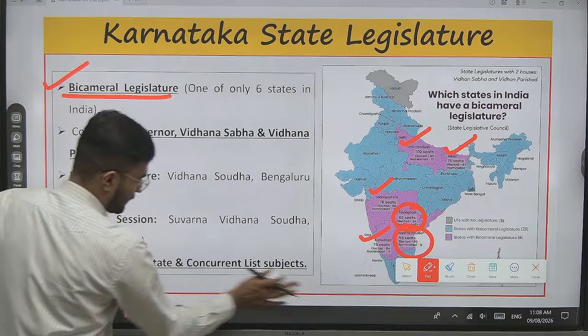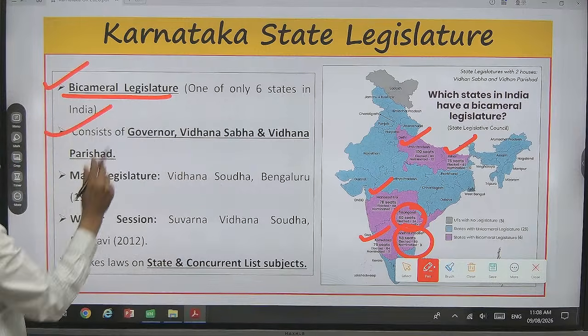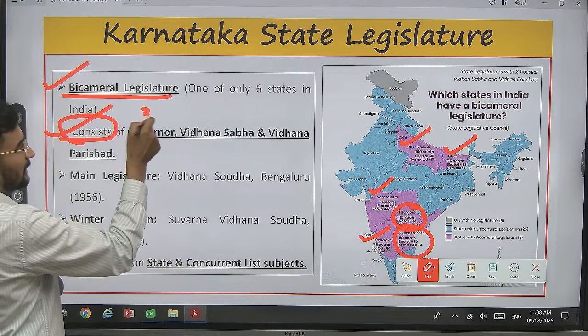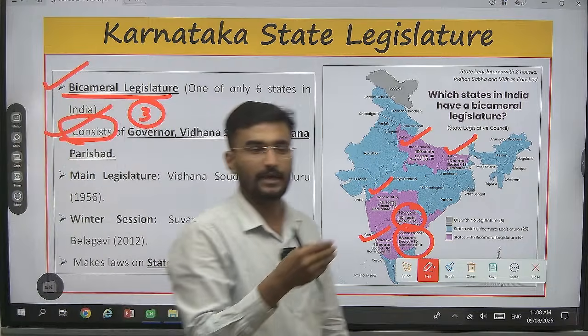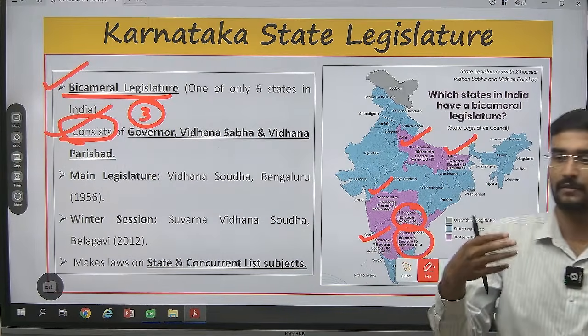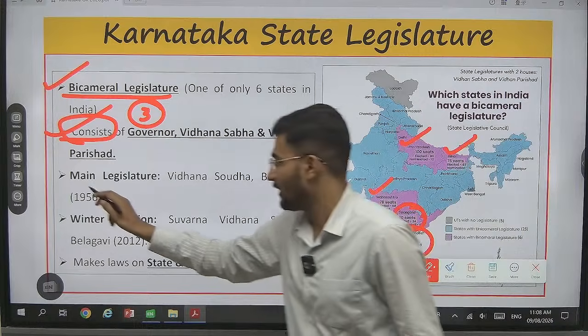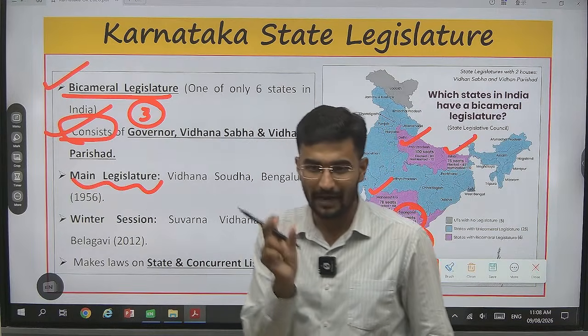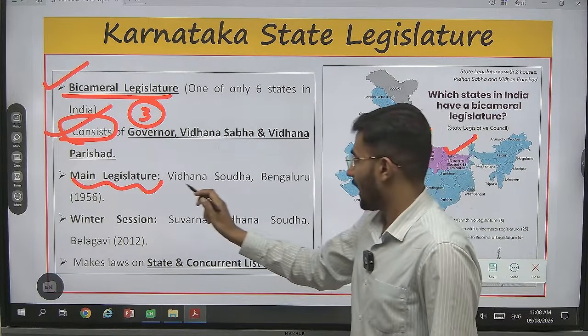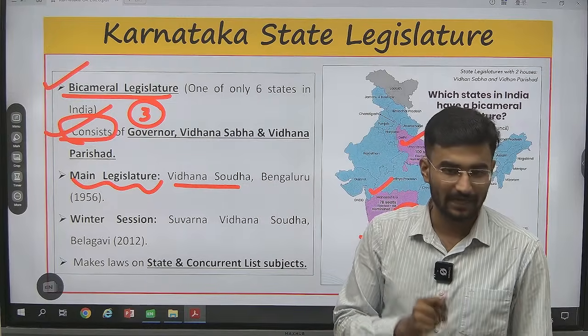This we call our first one. The second one we have seen consists of which all? How many come here? The 3. It is the Governor, then the upper house and lower house. This you should be aware of.